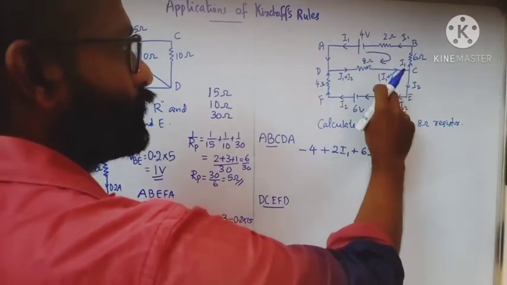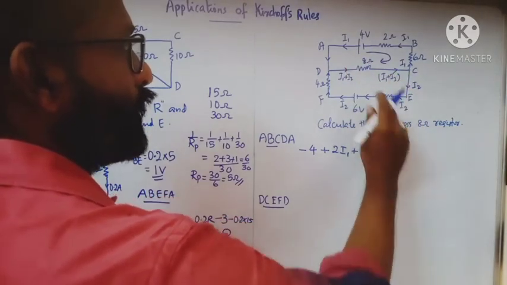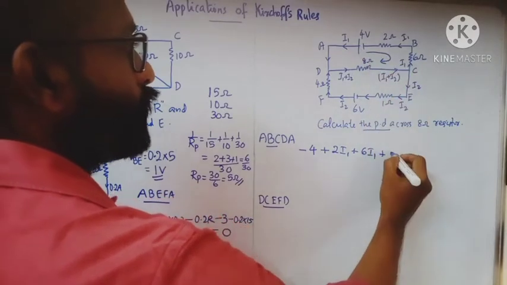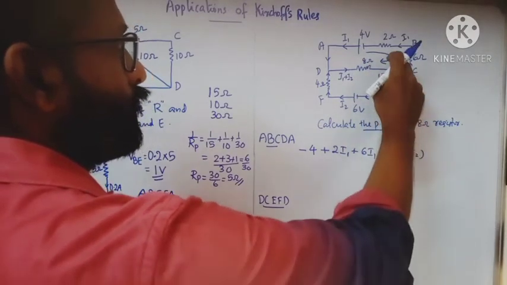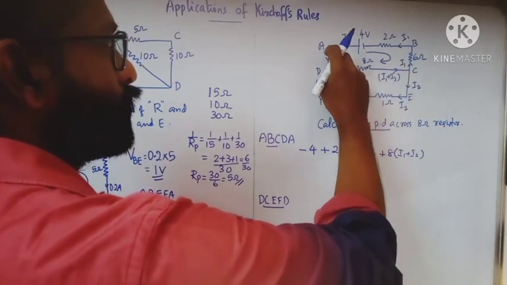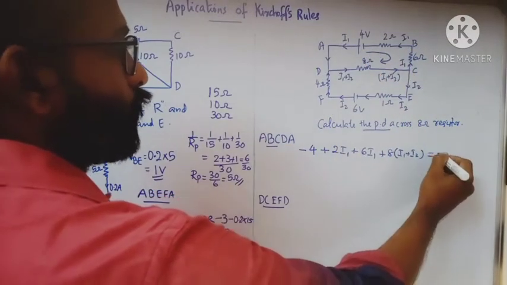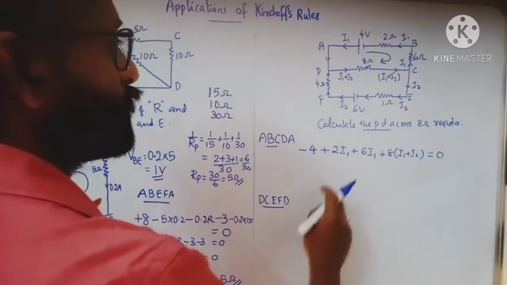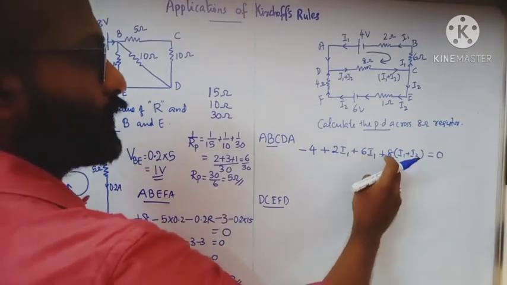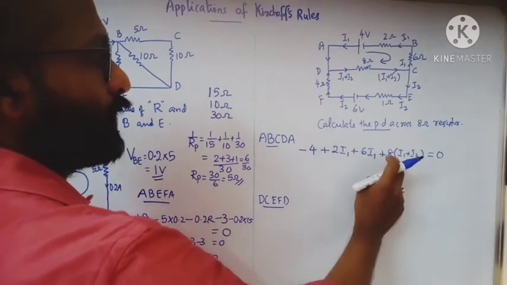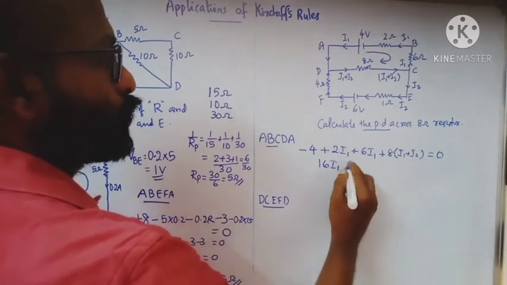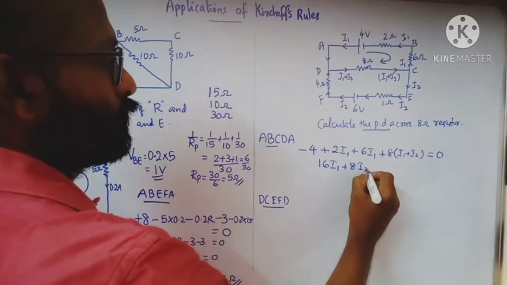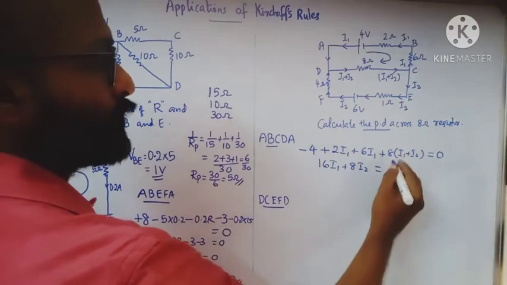8 ohm. This is the current I1 plus I2. See, 8 into I1 plus I2. Then we just come like this. There is no other component. It will be equal to 0. How will you rearrange this? 2I1 plus 6I1 plus 8I1. 2 plus 6 is 8, 8 plus 8, 16I1. Plus 8I2 is equal to minus 4. We take it to the right side. It will be equal to 4.